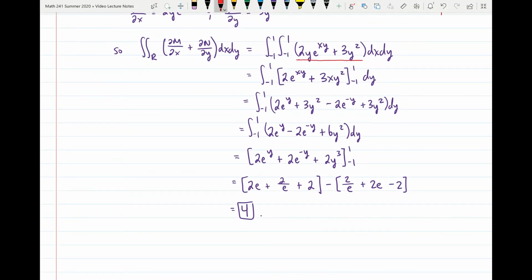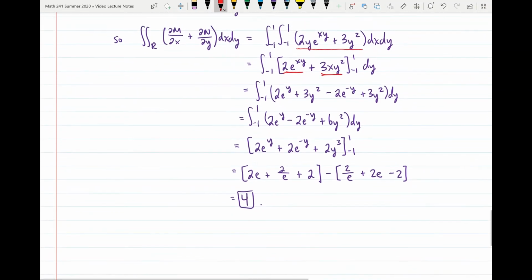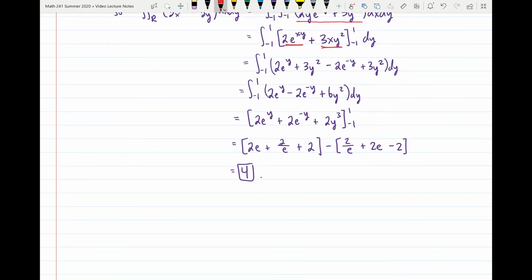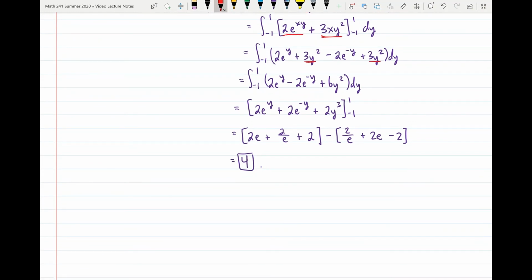And so if we integrate with respect to x first, an antiderivative would be 2 times e to the xy plus 3xy squared, and we evaluate from -1 to 1, and that'll give us 2e to the y plus 3y squared minus 2e to the -y plus 3y squared. And we can simplify a little bit, just combine the 3y squareds together, and we get 2e to the y minus 2e to the -y plus 6y squared.